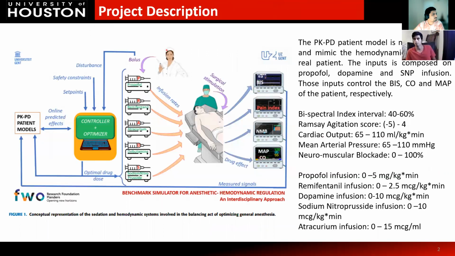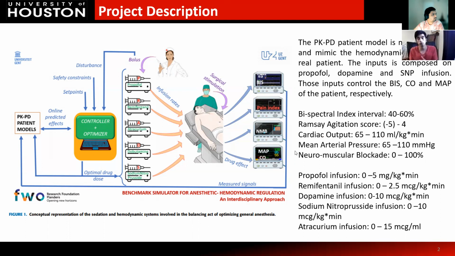Okay, so here we have the simulator, and this is the PKPD patient model. It's a model to try and mimic the hemodynamic system of a real patient. During this simulator, we have drugs: propofol, remifentanil, atracurium, dopamine, and sodium nitroprusside, the SNP, which are inputted into a patient. Then the PKPD models create the outputs: the bispectral index, the Ramsay agitation score, the cardiac output, the mean arterial pressure, and the neuromuscular blockade.